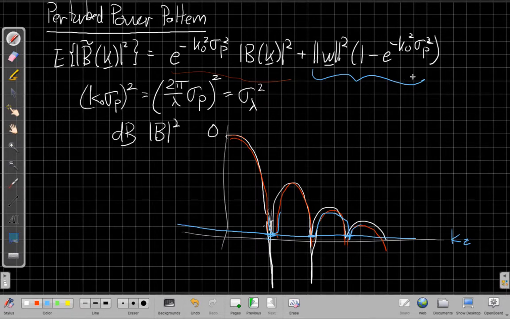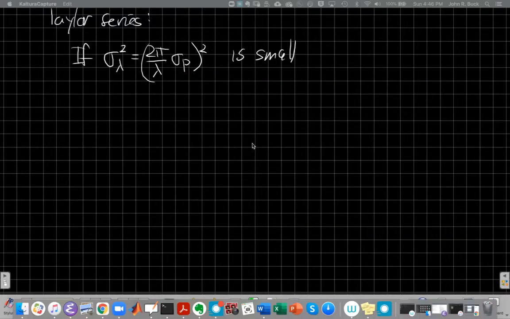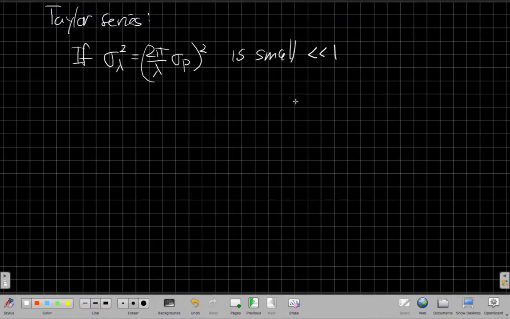And in fact, aren't these just so tempting to do Taylor series things too? We can just say, what if those things were small? We could simplify things. It's just hard to resist. So I'm not going to resist. We're going to look at this and ask how we can simplify further using Taylor series. If this variance normalized to a wavelength, 2 pi over lambda times sigma p squared, is small, that is much, much less than 1, we can say that e to the minus sigma lambda squared is approximately 1 minus its argument, so it's going to be 1 minus sigma lambda squared.